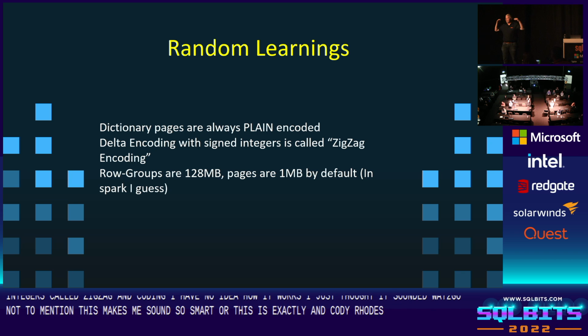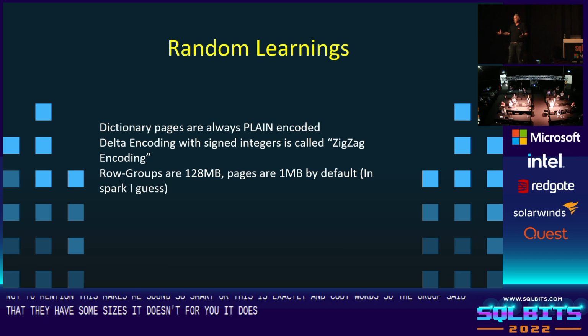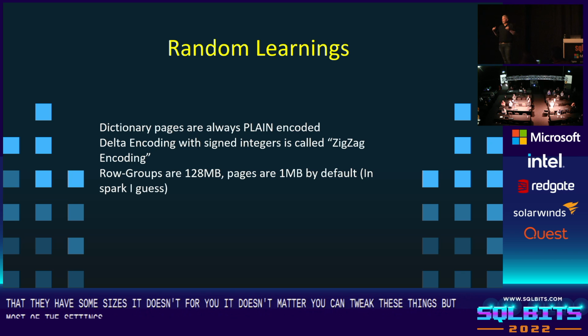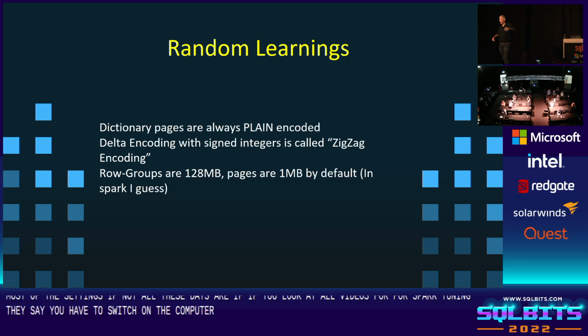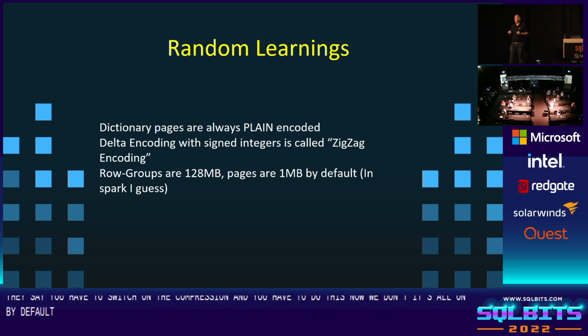So the row groups, they have some sizes. For you, it doesn't matter. You can tweak these things, but most of these settings, if not all, these days are, if you look at old videos for Spark tuning, they say, oh, you have to switch on the compression and you have to do this. And no, you don't. It's all on by default. All the compression is automatic.